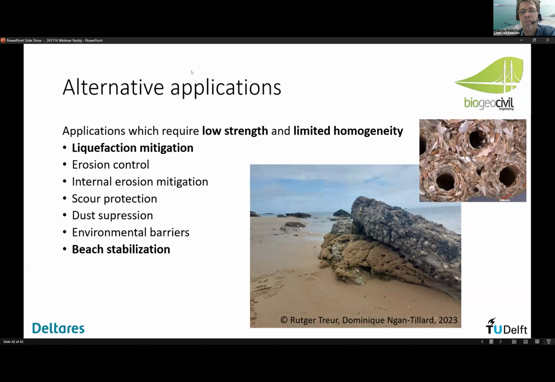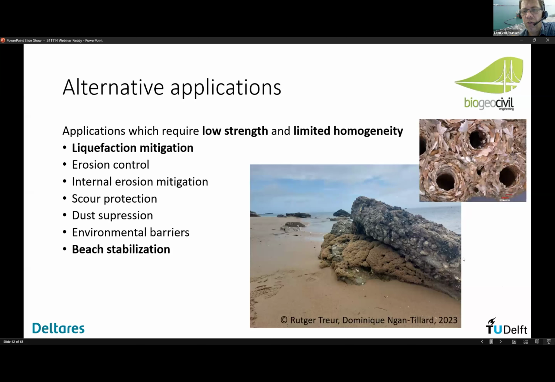Okay, that sounds good. So first thing, look at alternative applications. Once I graduated from my PhD, I could start as a lecturer at TU Delft, and we got a research program funded looking at alternative applications. The most promising applications we looked into were beach stabilization and liquefaction mitigation. Why? Because both applications require a very low strength increment and very limited homogeneity. So it may not be necessary to create a large-strength concrete block, but just a little bit of cementation would be sufficient to mitigate liquefaction and also to increase the stability of beaches.